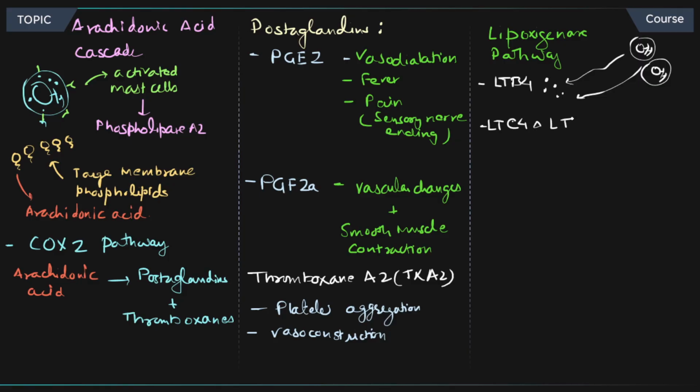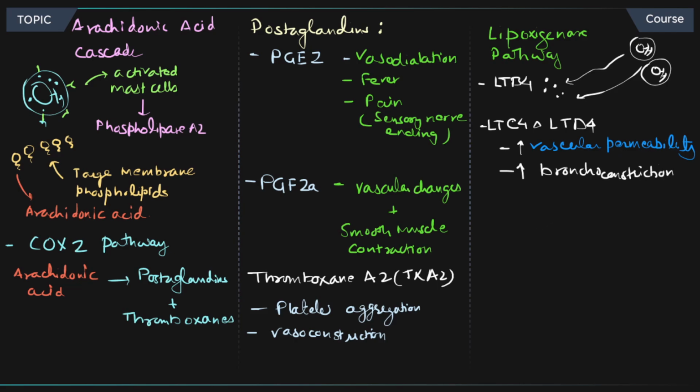So you have LTC4 and LTD4. These are going to cause increased vascular permeability. The increase in vascular permeability is going to happen because of this lipoxygenase pathway. And then further, you have bronchoconstriction. Second point, let me write it down, bronchoconstriction. Okay, bronchoconstriction is going to happen because of this.